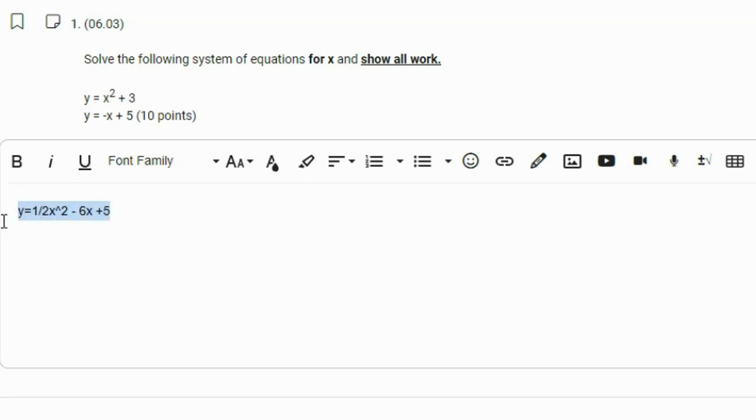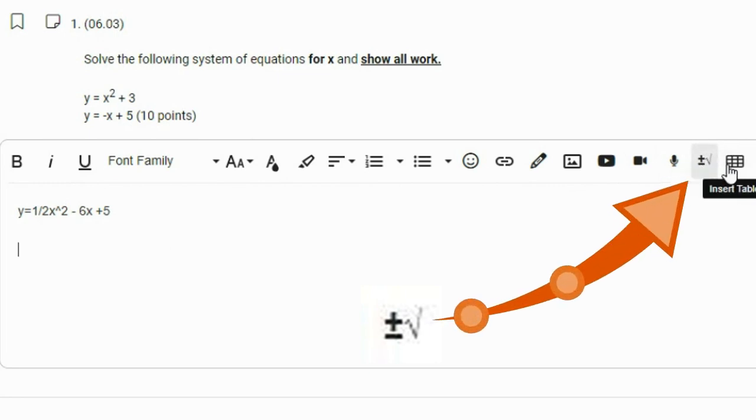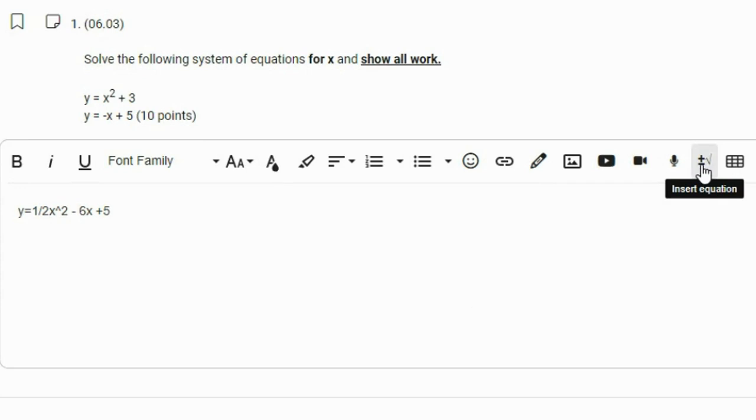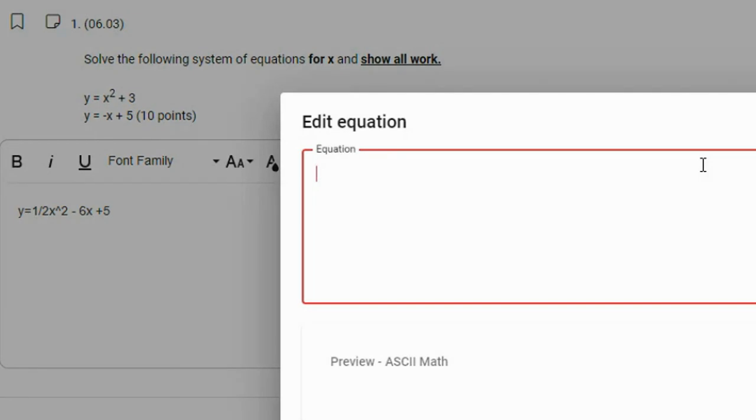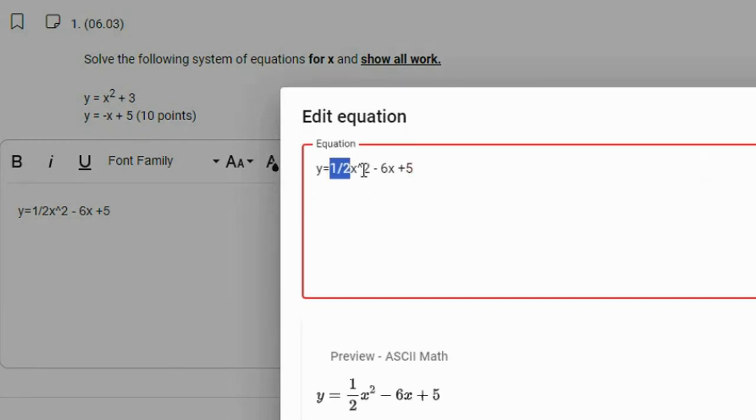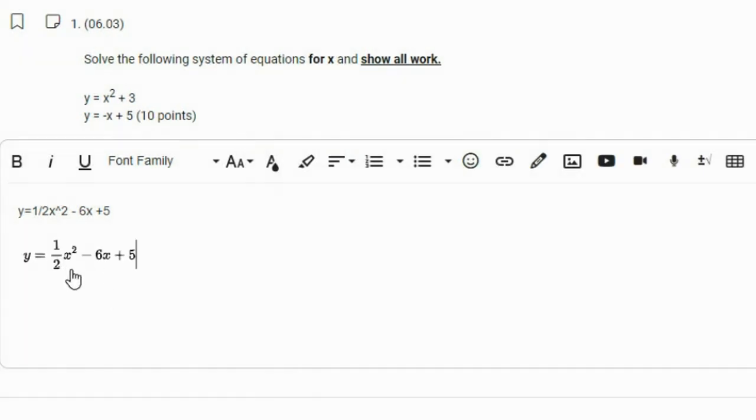But there's a button in Buzz that you need to use. See right over here, towards the end, it looks like a plus and a minus and a check mark. It says insert equation. Click on that button, and now here's where you type y equals 1/2 x squared minus 6x plus 5. And it's going to look like this at the bottom. See, that looks a lot easier to read than the one above it.